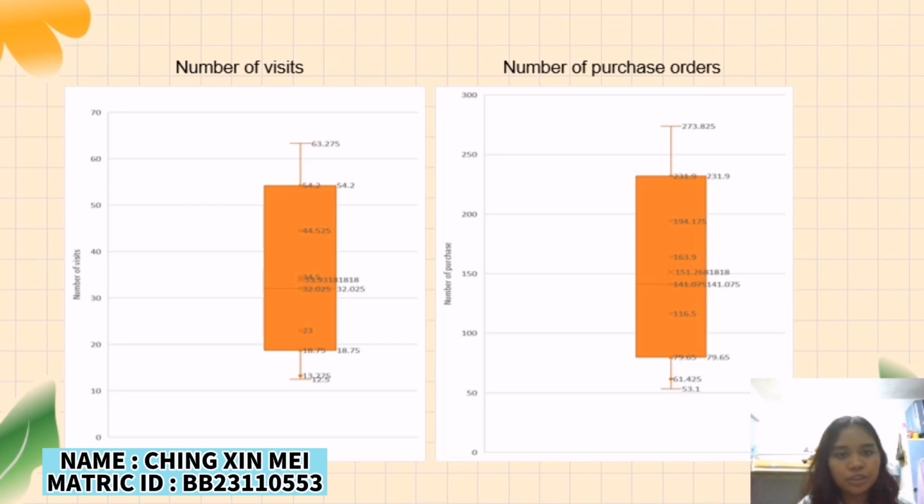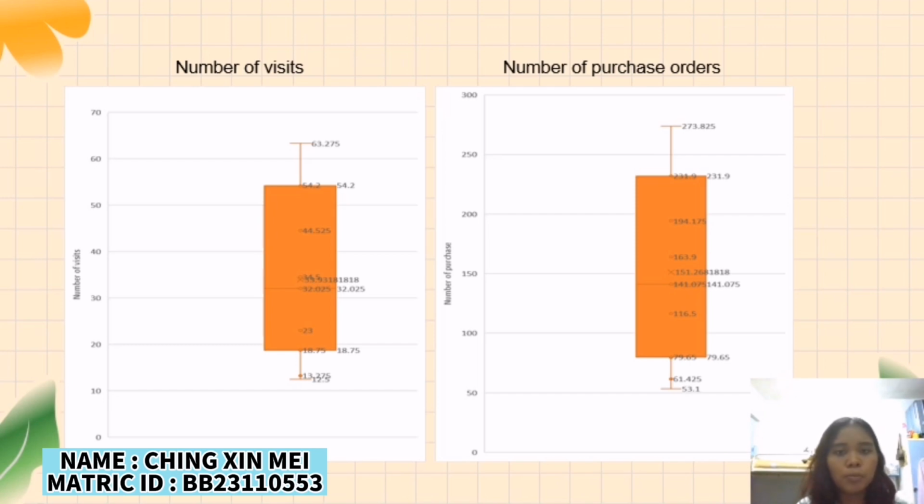Let's move to the interpretation based on the box plot for the number of visits and the number of purchase orders. As we can see, the median line inside the box for the number of purchase orders is higher than for the number of visits. Some websites are more effective in converting their visitors into customers.